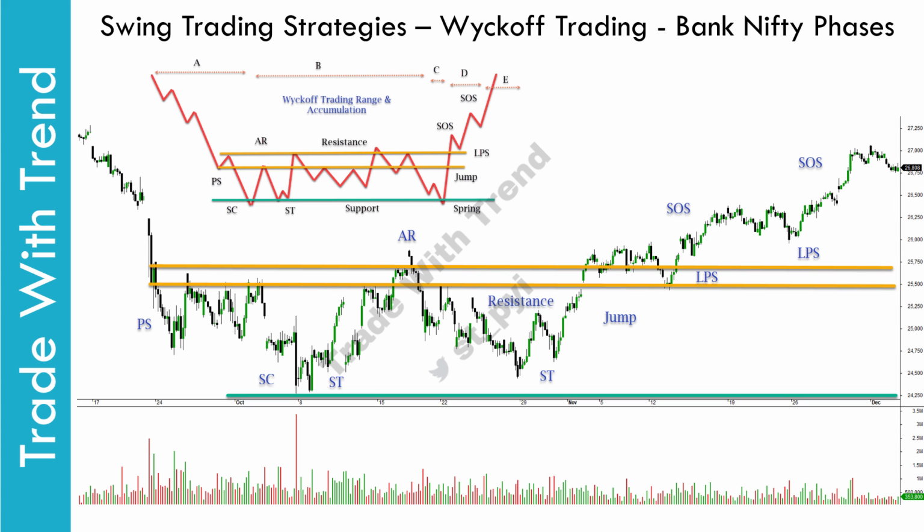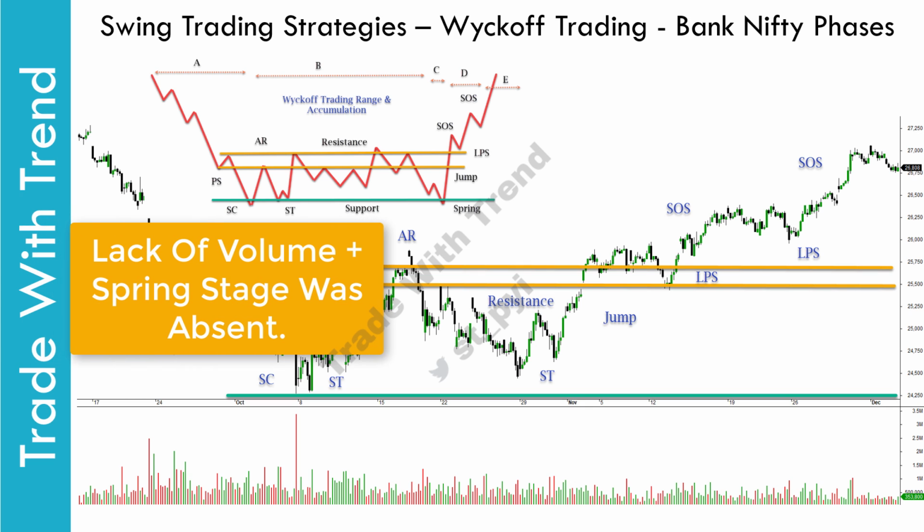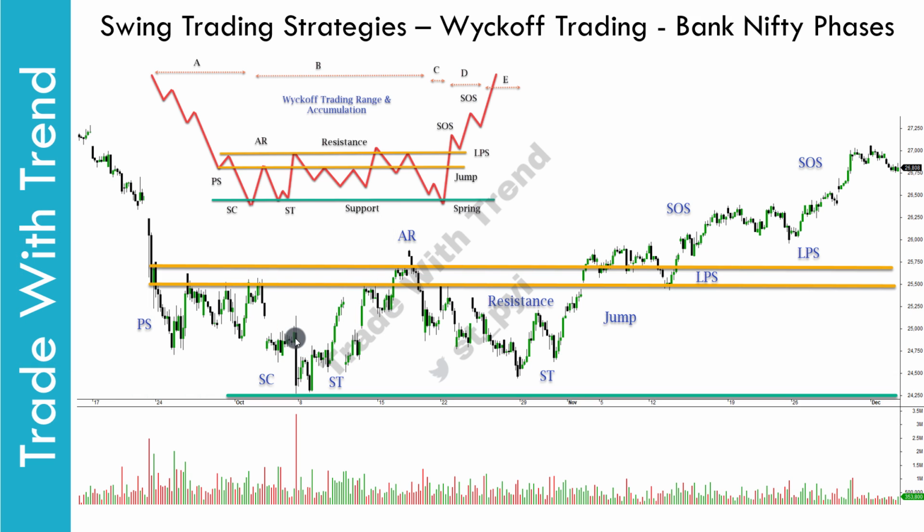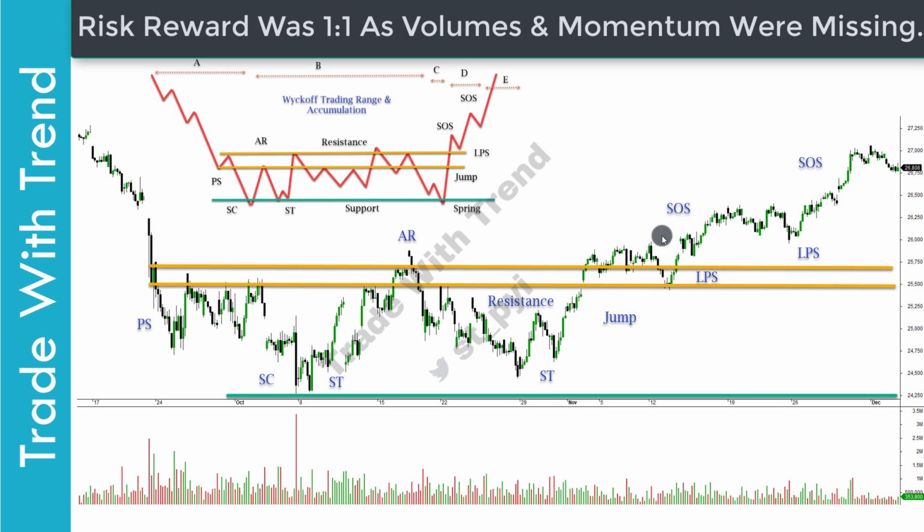So there are a couple of variations that have played out. Number one, lack of volume while breakout, and number two, spring stage was absent. Such variations are not uncommon. So the range of price was 1200 points, that is from 24,200 to 25,500. Approximate movement was 1:1 risk reward as price moved from 25,500 to about 27,000. This was mainly because there was no expansion of volume seen when price broke out from range. This was something that we covered in the risk reward section.